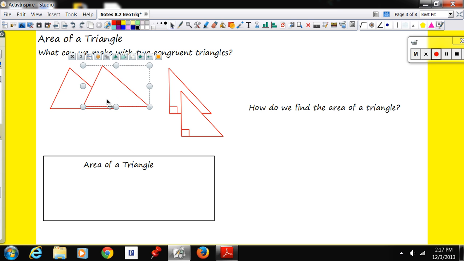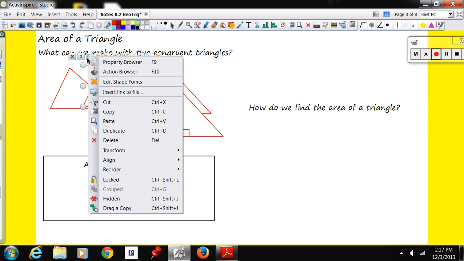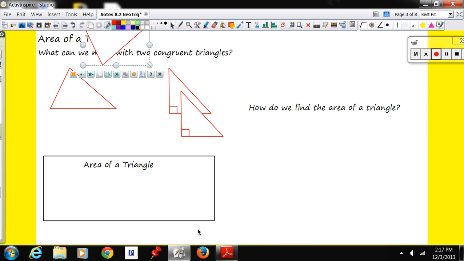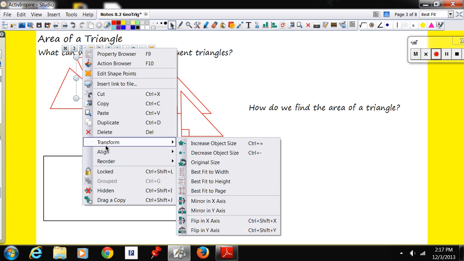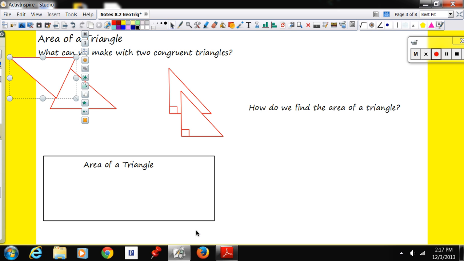I'm going to take this first one, and I'm going to flip it in the x-axis. It means it flipped it up. Then I'm going to take that same triangle, and I'm going to flip it in the y-axis. And now I'm going to take my triangle, and I'm going to put it right here, and it makes what? A parallelogram. Two congruent triangles will make a parallelogram every time.